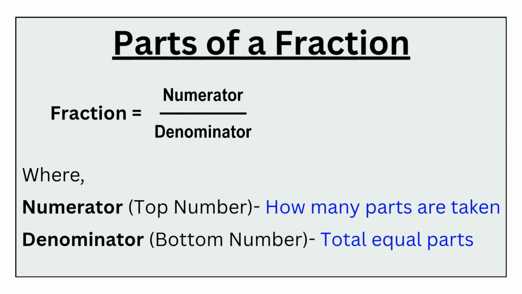In the above example, we obtained the fraction 1 by 4, where 4 is the denominator, which represents the total number of equal parts, and 1 is the numerator, which represents the number of parts we have taken. Here, we have taken one part out of 4 equal parts of a chocolate. That is why the fraction is 1/4.